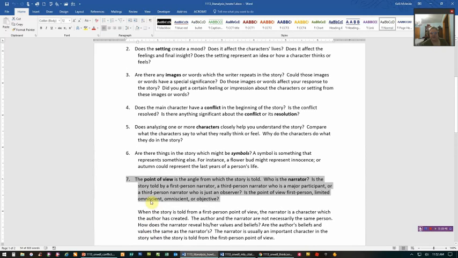I forgot to go back to this article, so let's look at this real quickly. Again, we talked about conflict. So 5 is characters. You can look at who are the people in the story and think about who are they? What are their motivations? You can think about symbols in the story. A symbol is something that represents something else.